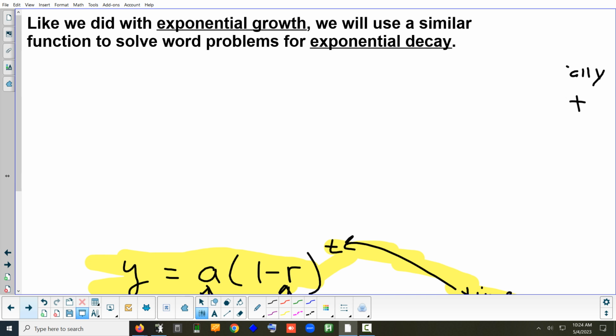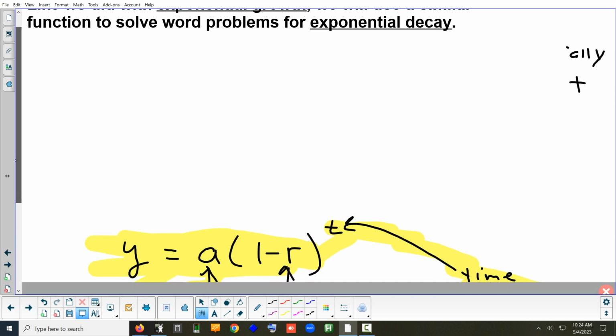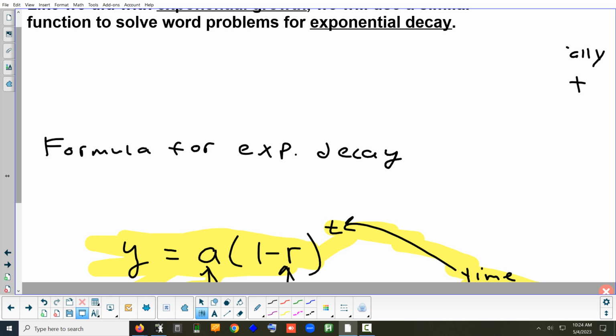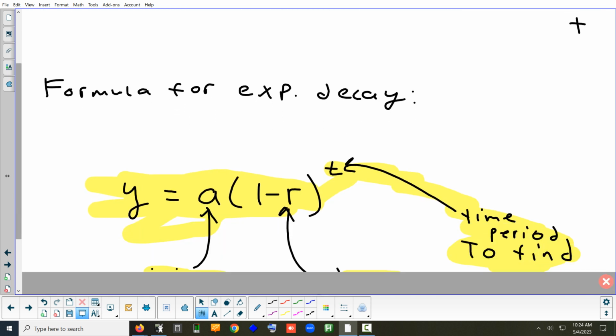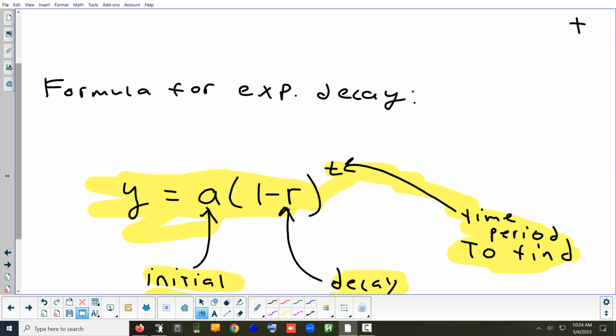So just like we did with exponential growth, we're going to use almost the same formula for exponential decay. So this is the formula for exponential decay. Just like the formula for growth, except the only difference is the plus becomes a minus.